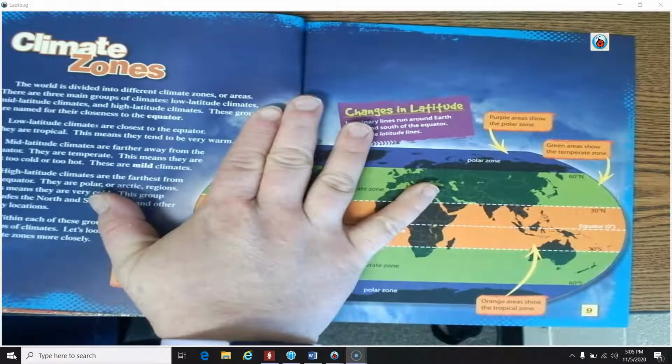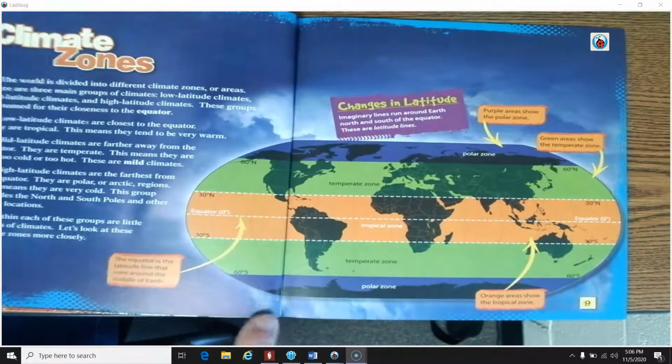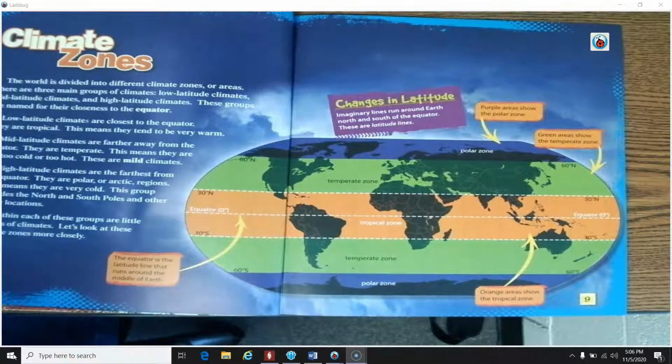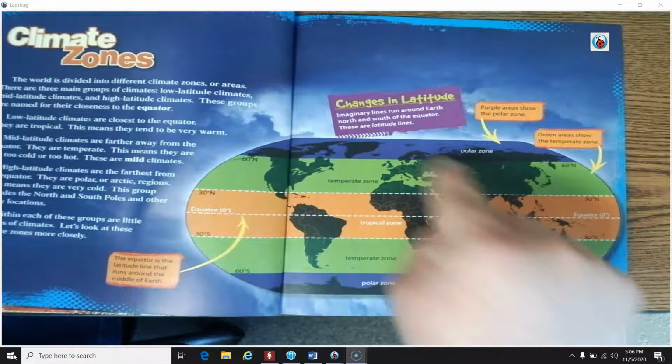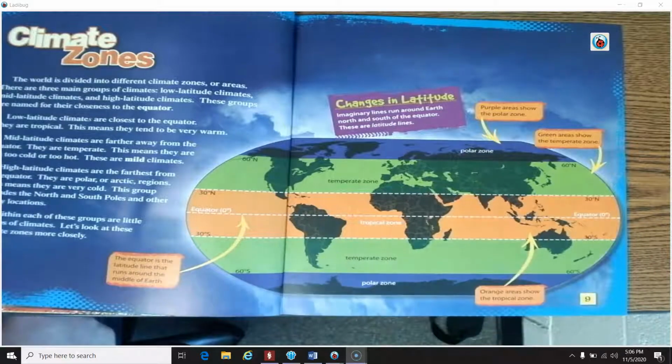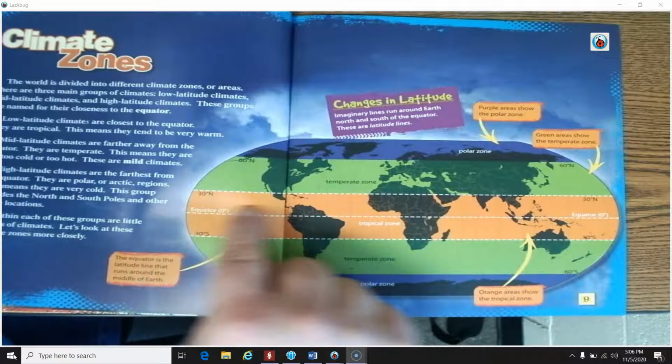Okay, so this I think is really interesting. This talks about different climate zones. So here is a map of the world, right? And you learned about this last year in third grade when you learned about the northern and southern hemispheres and the eastern and western hemispheres, along with the equator and the prime meridian. Okay, the world is divided into different climate zones or areas. There are three main groups of climates: low-latitude climates, mid-latitude climates and high-latitude climates. These groups are named for their closeness to the equator. So if you remember from third grade, this is the equator.